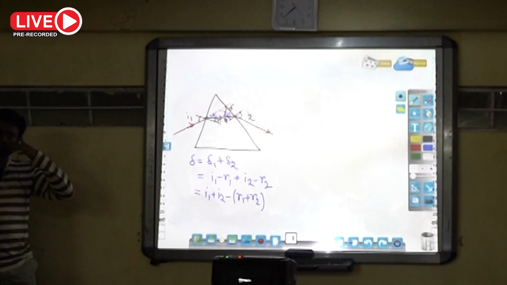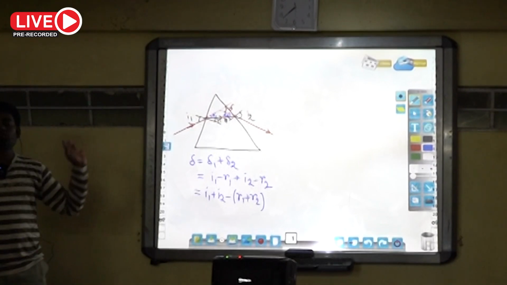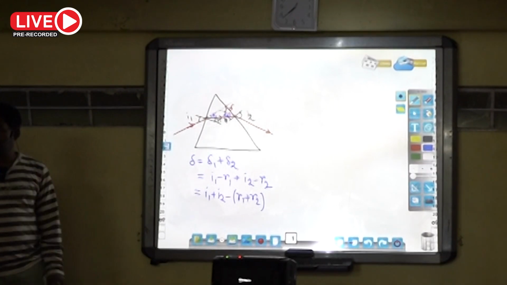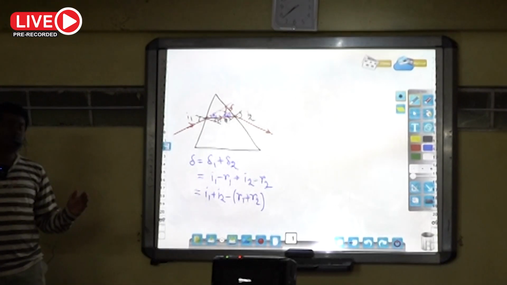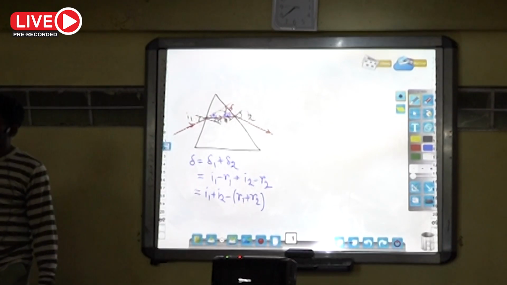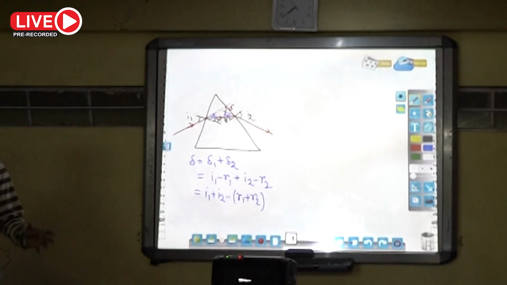Now suppose a prism is given, a monochromatic light source is given, and you complete this experiment and you have to measure delta. I1 we can measure by some apparatus, I2 we can measure by some apparatus, then we have to measure R1 and R2 by using an apparatus which measures angles to find delta. But see, it is impossible for us to measure R1 and R2 using any apparatus.